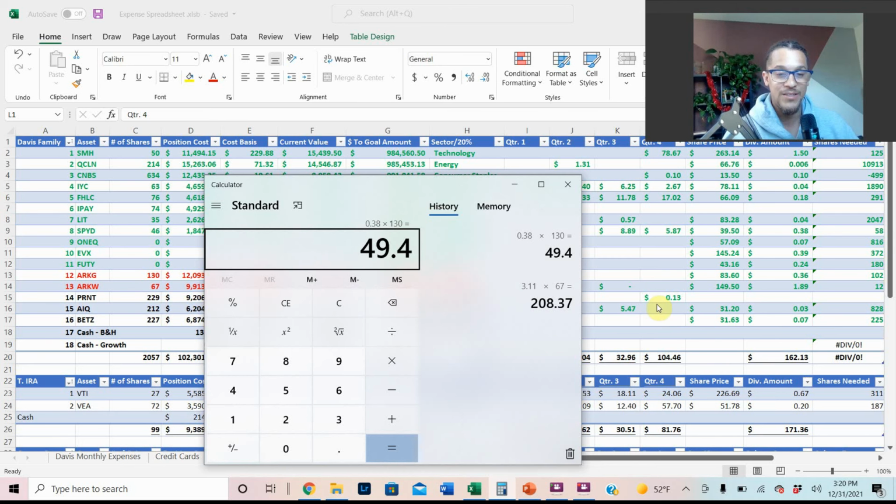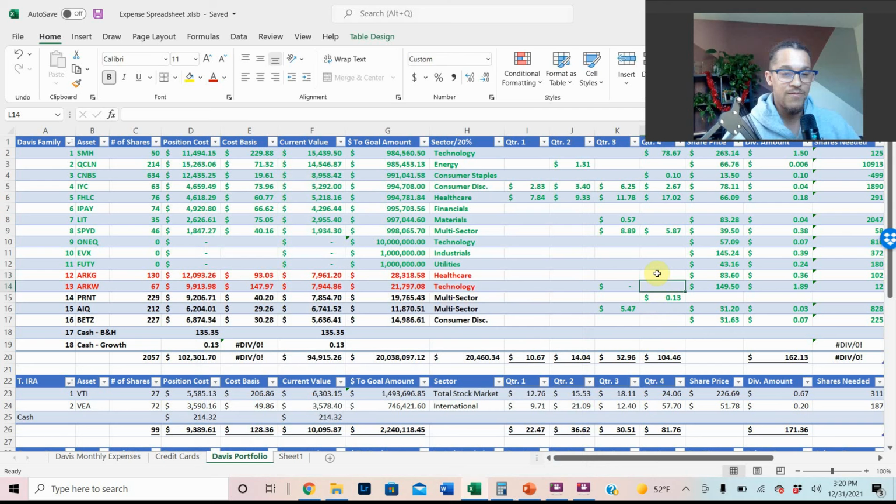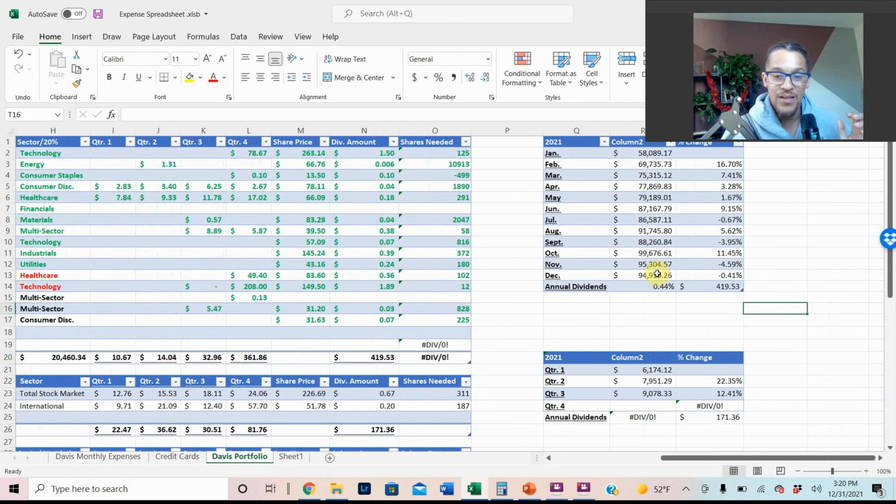But if you add this in right now, 49, 40. Oh, wrong one. 49, 40, and then 208. That brings the total dividends to $360 for this particular month, $419 in dividends for the year, and then based on where I'm currently at, this is with today's closing, 94,000. My portfolio generates 0.5% in dividends on an annual basis.